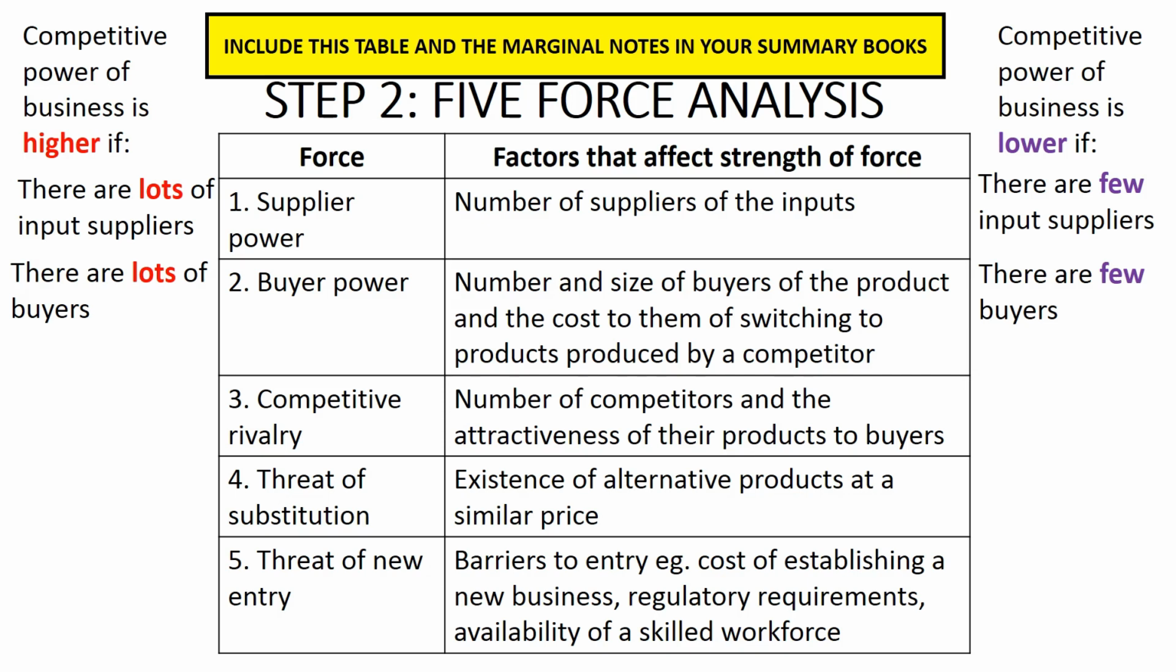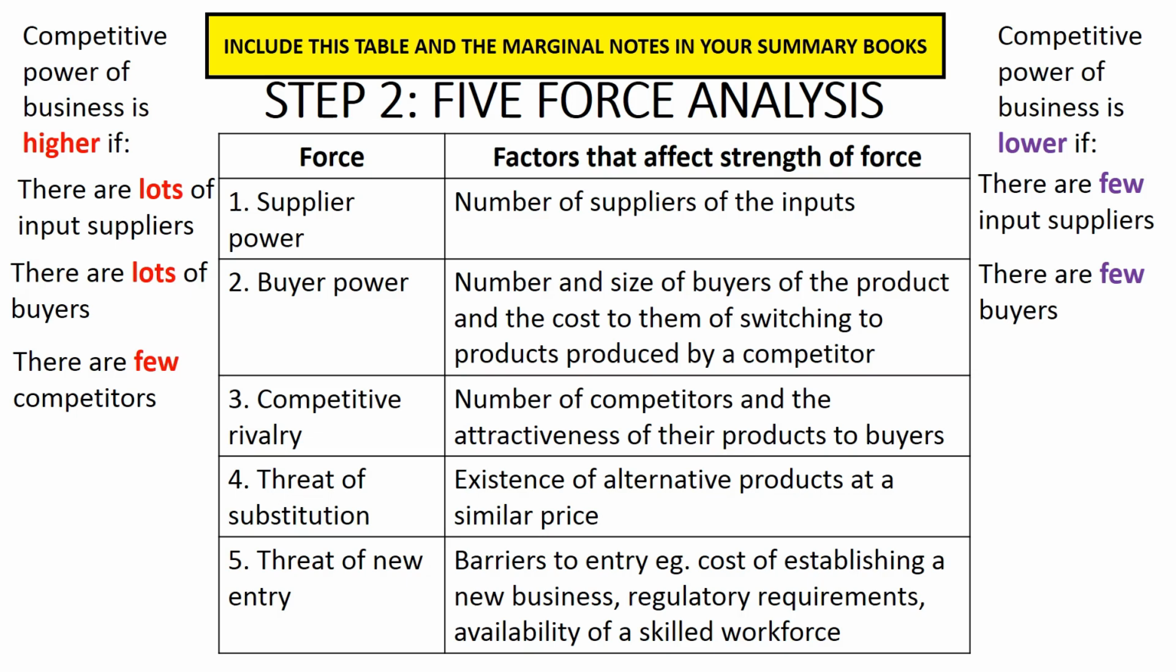The main factors that affect the strength of competitive rivalry are the number of competitors that the business competes with, and also the attractiveness of those competitors' products to buyers. The competitive power of a business will generally be higher if there are few competitors. That is, if there are few options for buyers to switch to if they are unhappy with the business.